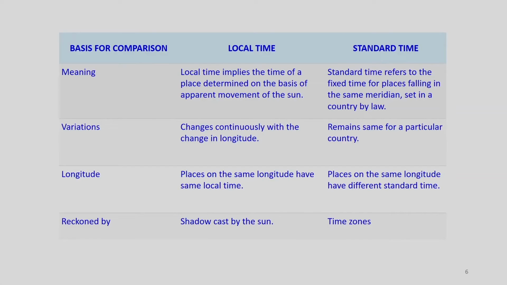So, just for your information, we would like to list the difference between local time and standard time. Local time implies the time of a place determined on the basis of the apparent movement of the sun, and standard time refers to the fixed time for places falling in the same meridian set in a country by law. Okay. So, that is important.